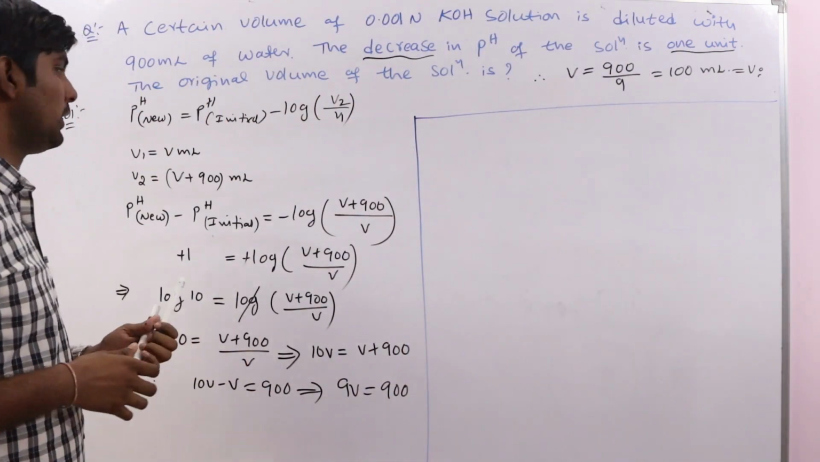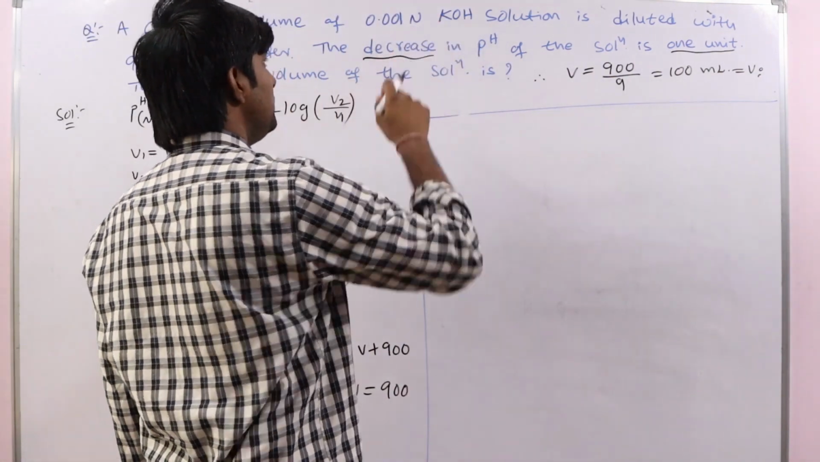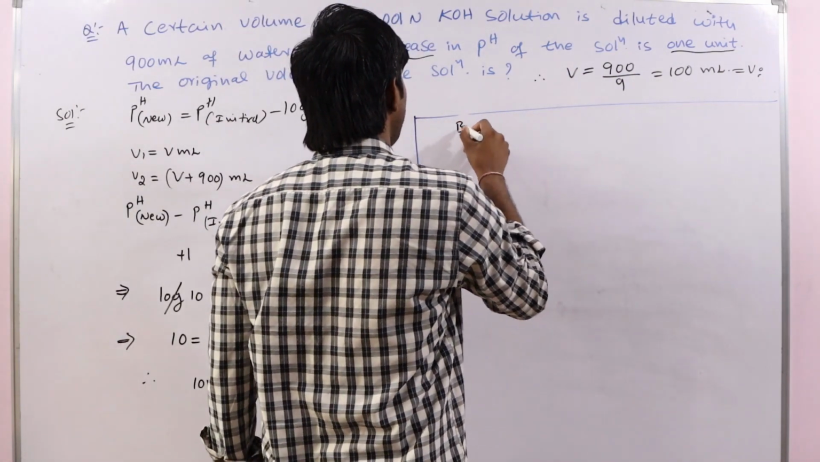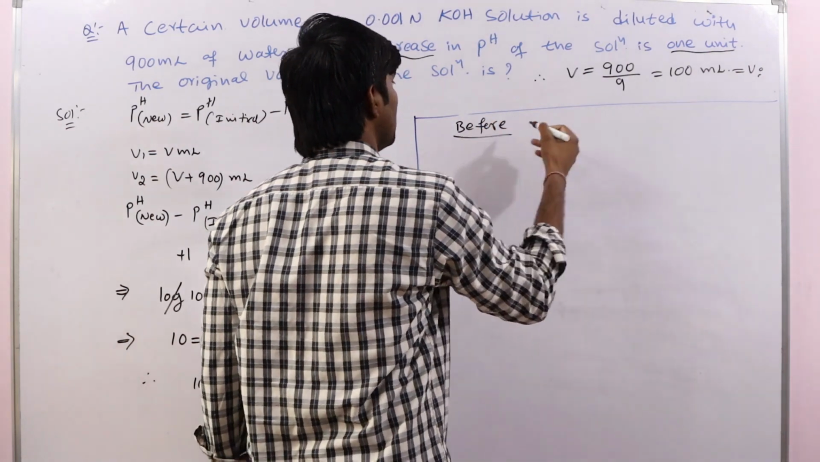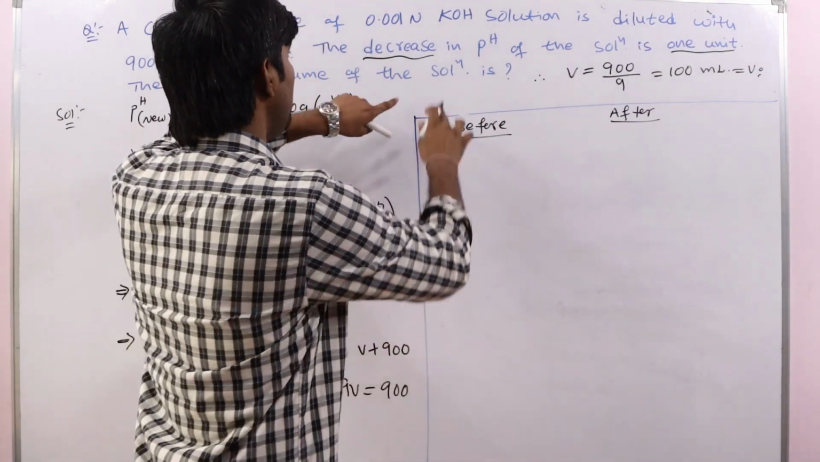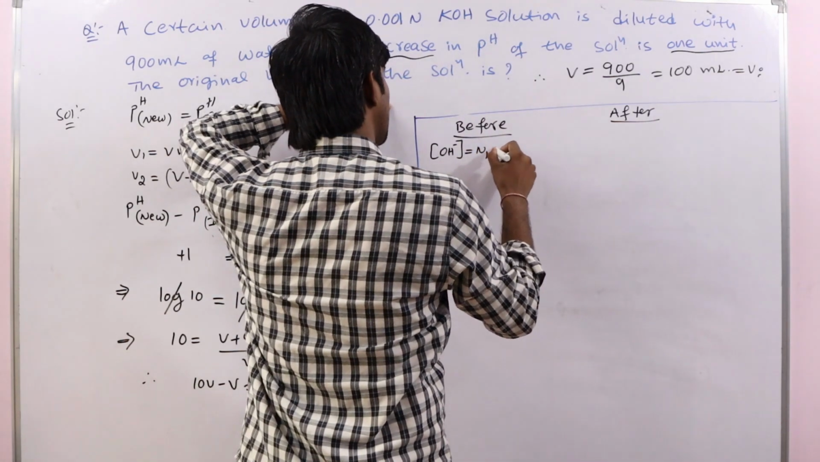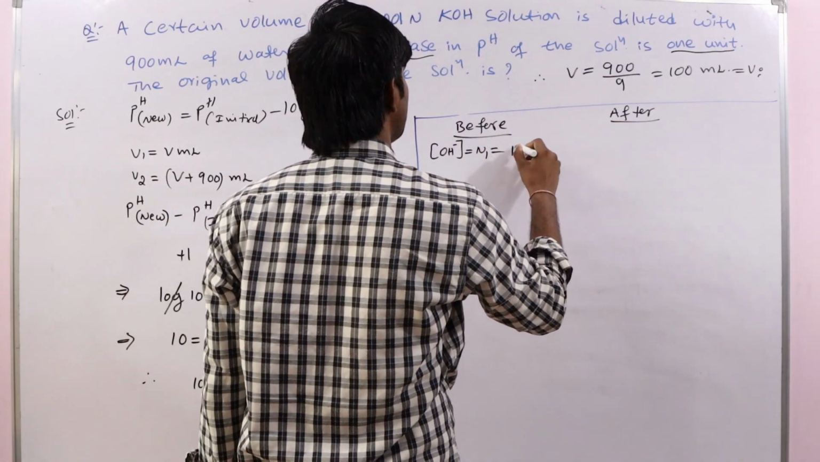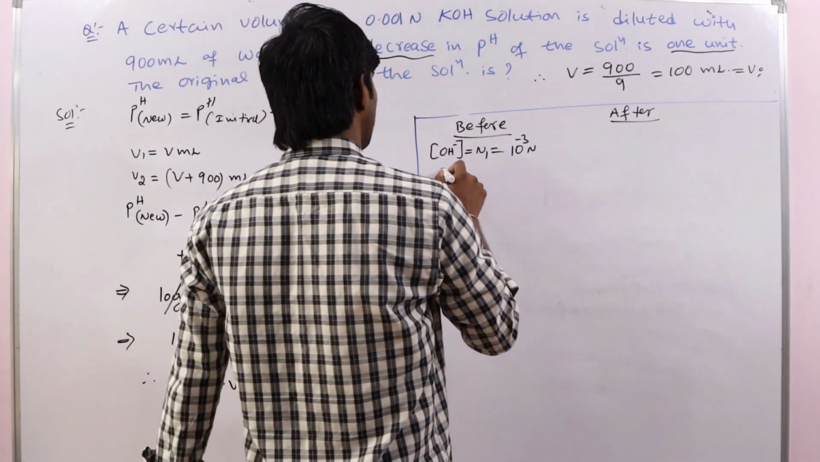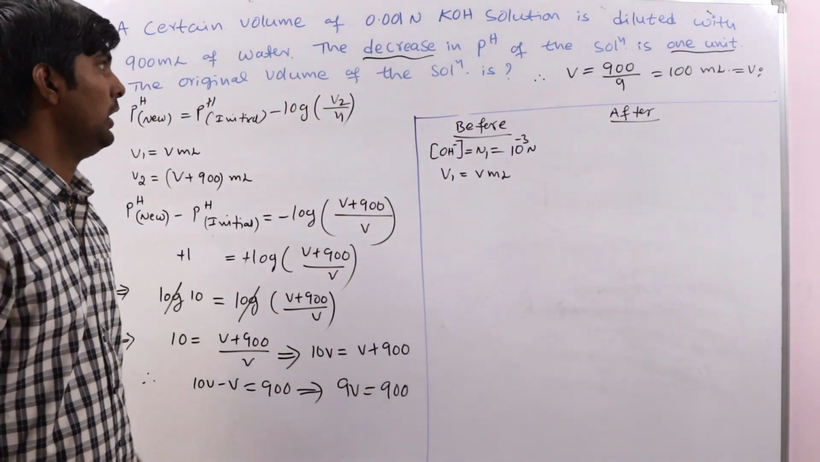So we can go for the alternate method also, that is, see here, 0.001 normal KOH solution is given. So here we take the values before dilution and after dilution. Before dilution, the concentration of OH minus ions, that we assume as N1, is equal to how much? 10 power minus 3 normal. Okay, and here V1 we are assuming as V ml.